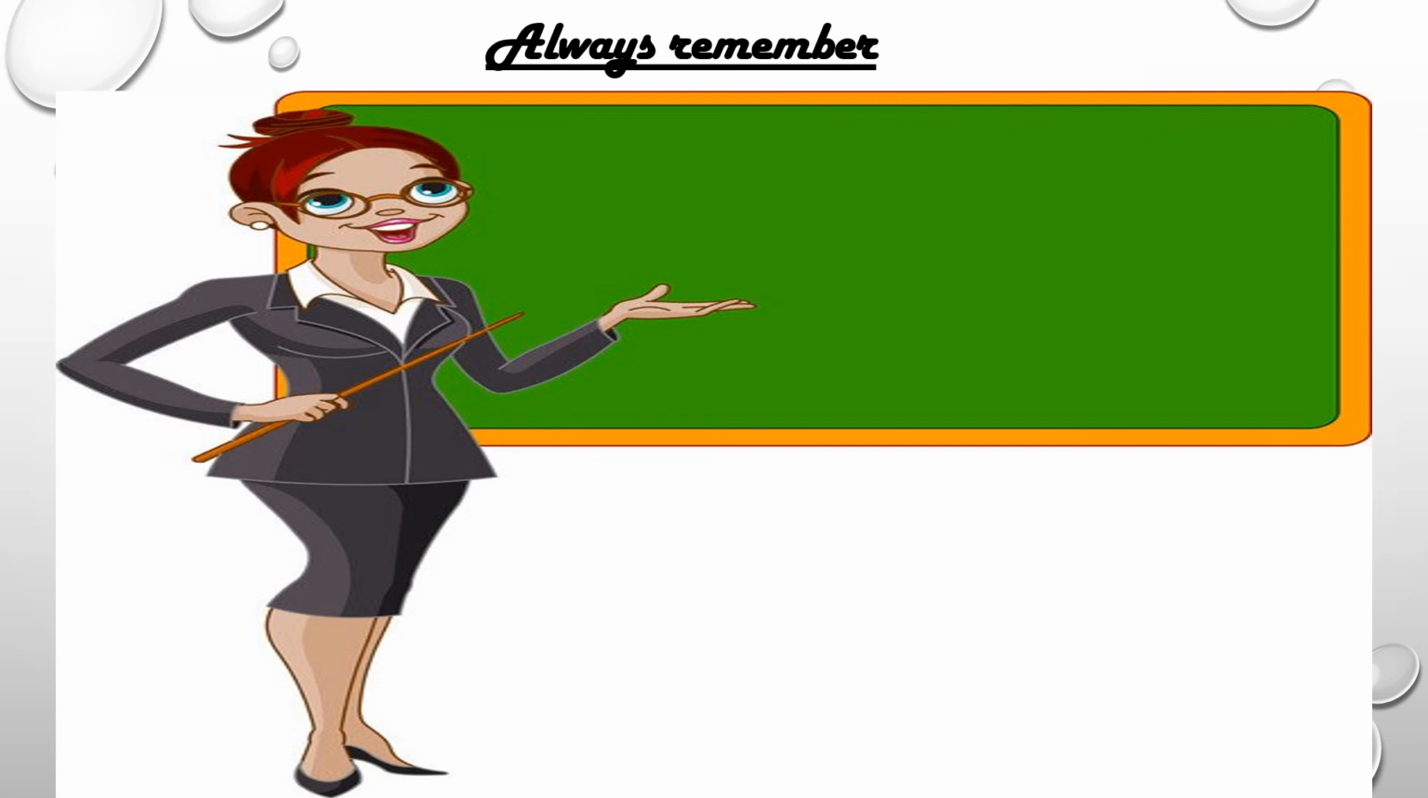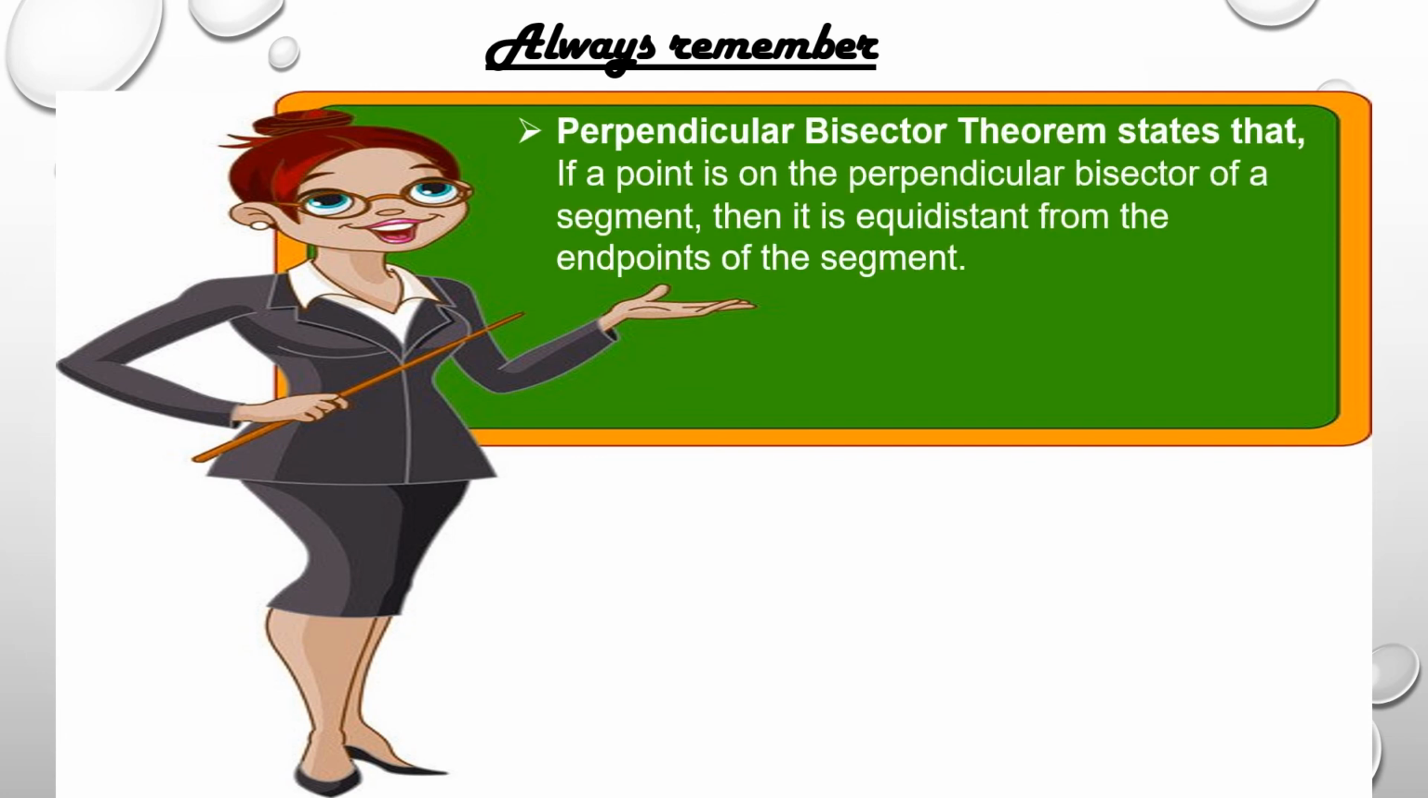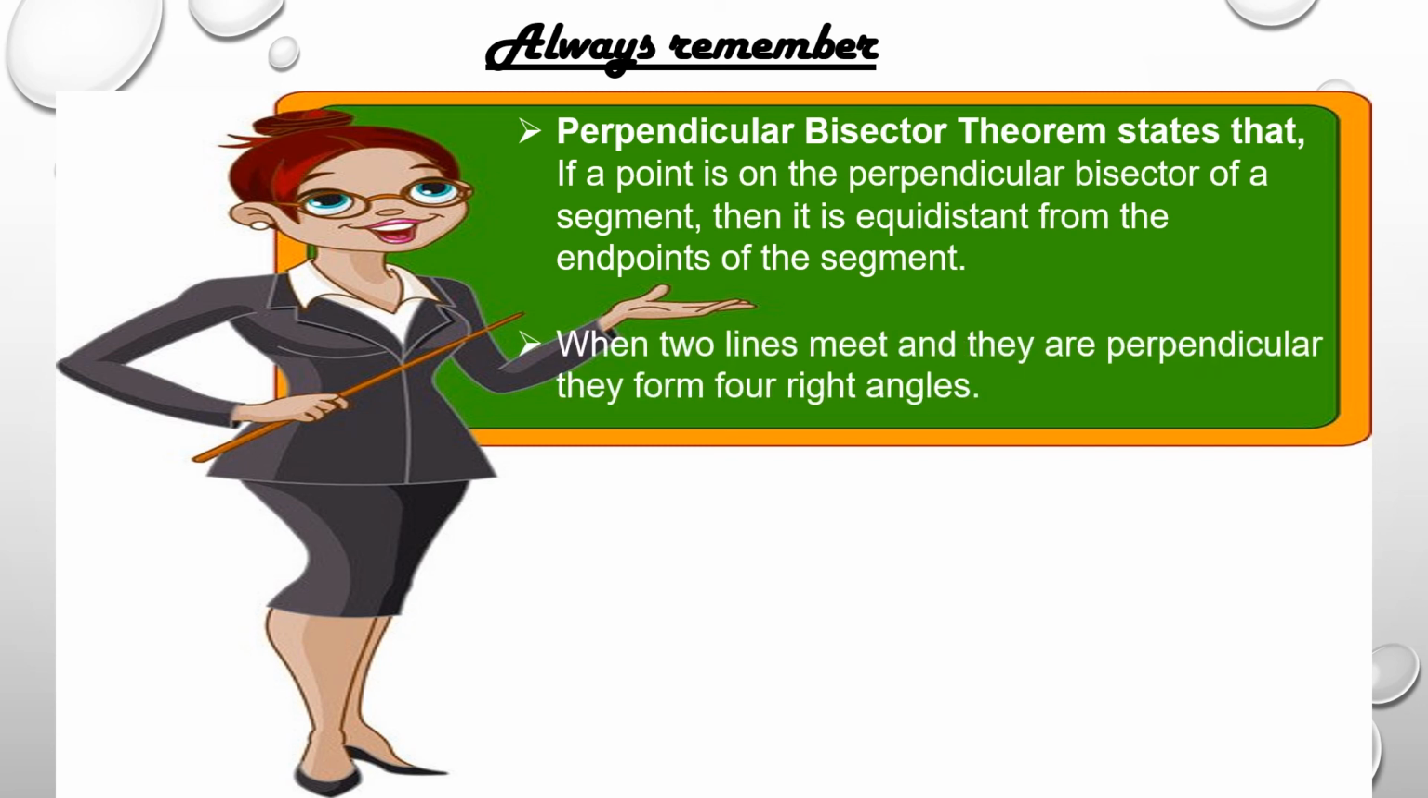Always remember, the perpendicular bisector theorem states that if a point is on the perpendicular bisector of a segment, then it is equidistant from the endpoints of the segment. When two lines meet and they are perpendicular, they form 4 right angles.